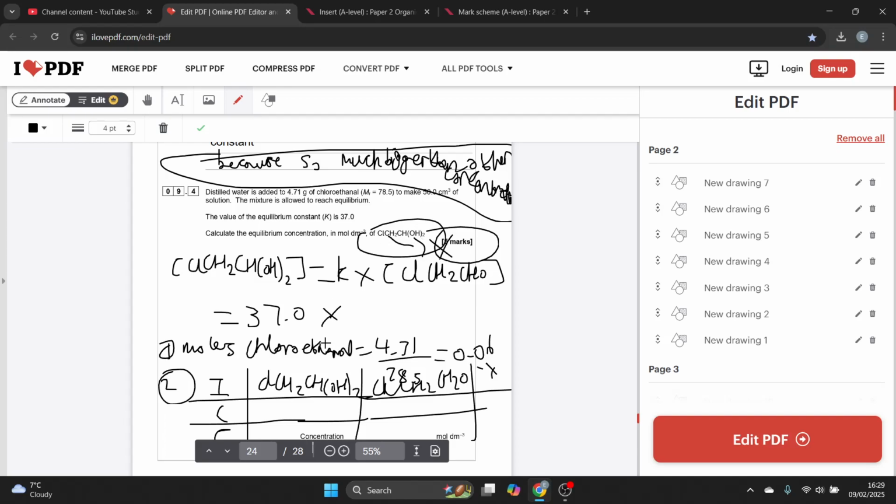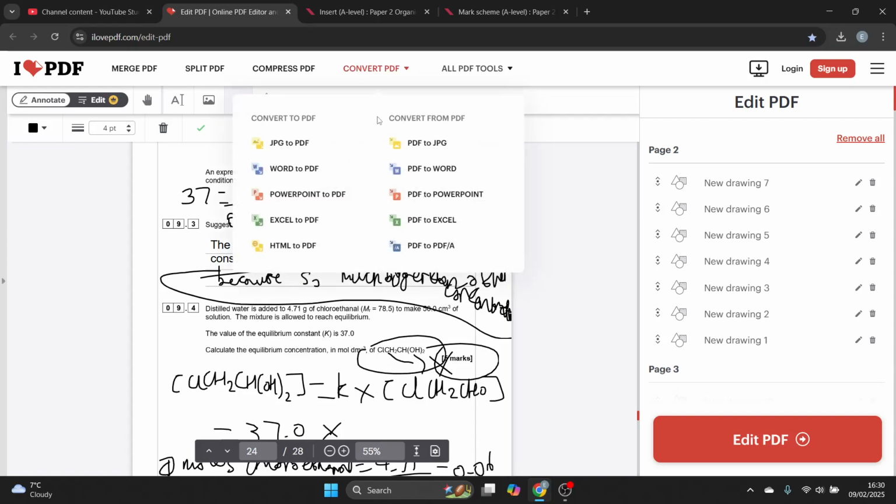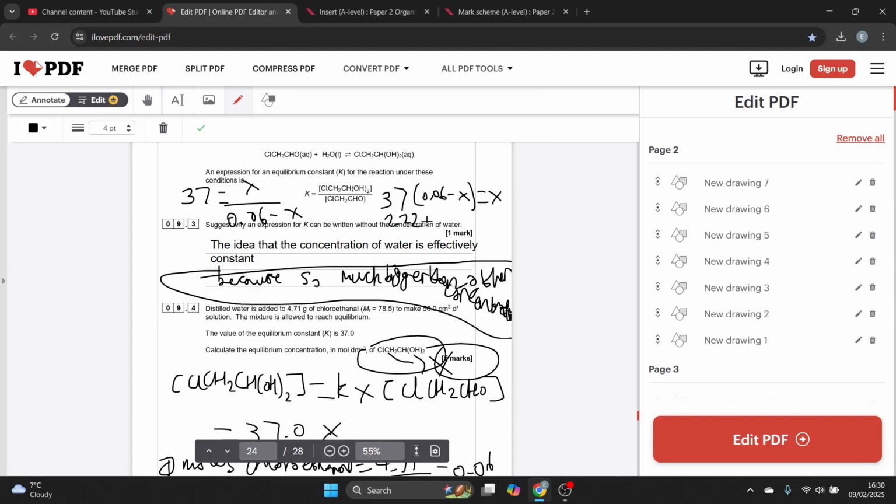Now I'm using x and minus x, I can work with something now. Therefore I can say 37 equals x over 0.06 minus x. And obviously the volumes, but the volumes will cancel out anyway. So times by this, I get 37 bracket 0.06 minus x equals x, and then expand it, 37 times by 0.06, 2.22 minus 37x equals x.